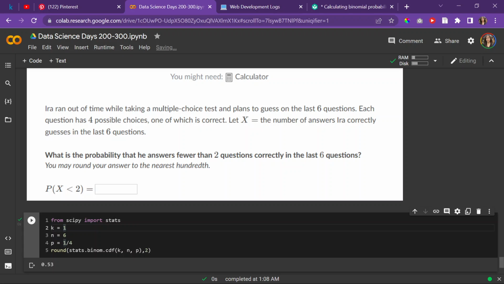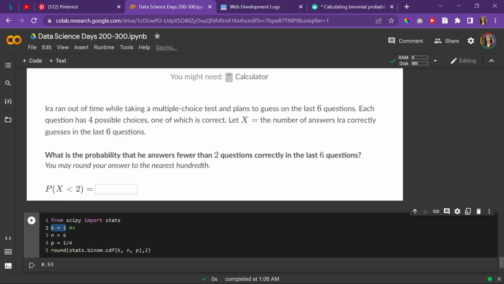In those last 6 questions we want to know the probability that he answers fewer than 2 questions correctly. I have it as k here because in Python it's k, but in your normal math class, this would just be x. So x is the number of answers Ira correctly guesses in the last 6 questions, and we're looking for that number being fewer than 2. So it's not 2, it's not less than or equal to 2, it's fewer than 2, meaning 1.